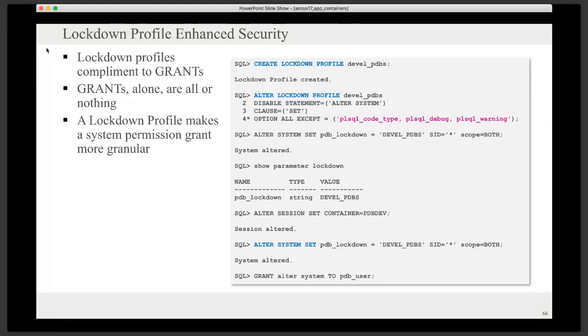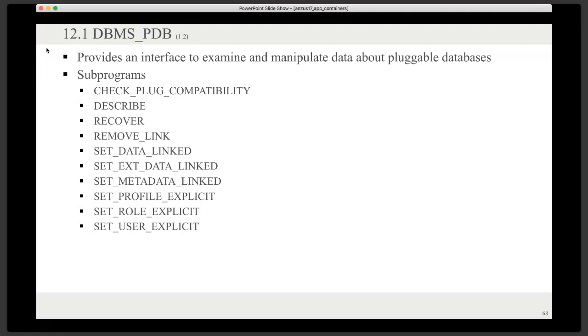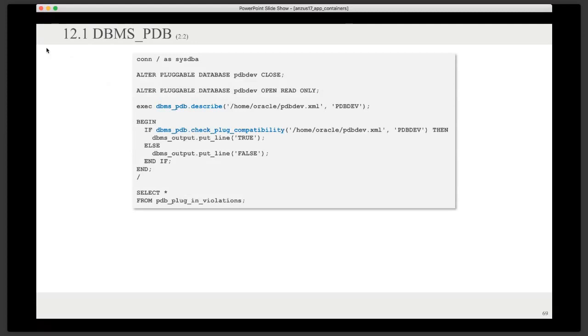I'm just going to wrap this stuff up pretty quickly here in the interest of time, with built-in packages that you want to be paying attention to. These are all fully documented in terms of the subprograms I'm showing you. There's DBMS_PDB that allows you to manipulate information about pluggable databases. I've got a demo here on slide 69 showing how you might check plug-in compatibility. If you want to unplug something from one container and plug it into another, you can check plug-in compatibility, one of its capabilities. Let's go to slide 70.